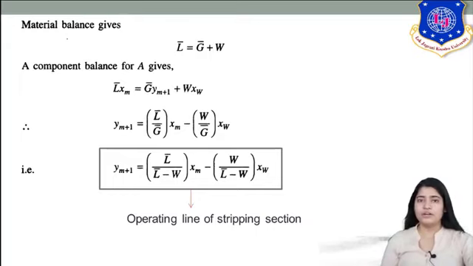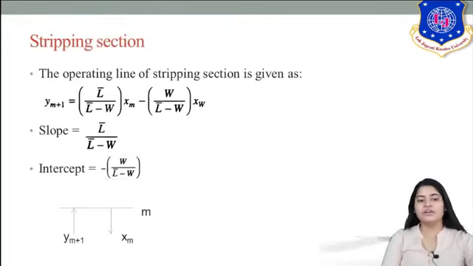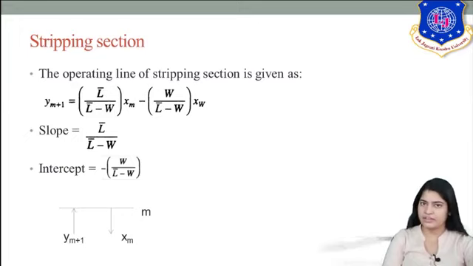Now for McCabe-Thiele method, you have to remember equation of reflux ratio, operating line of enriching section, operating line of stripping section. Now, so for stripping section I can say this is your operating line. Again, what is slope here? Slope is L bar upon L bar minus W. Okay, and intercept is what? Minus W upon L bar minus W.